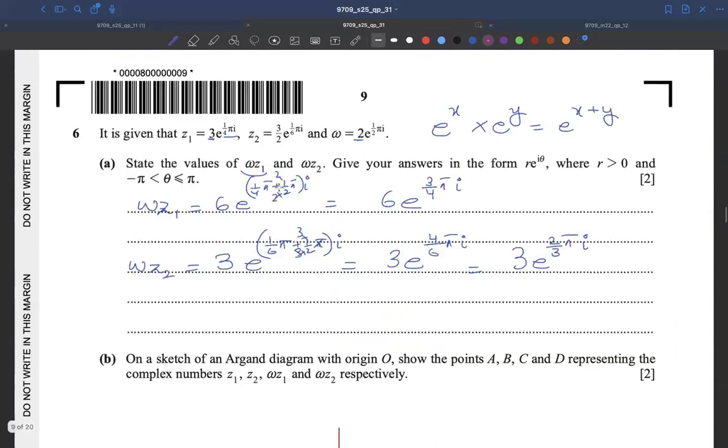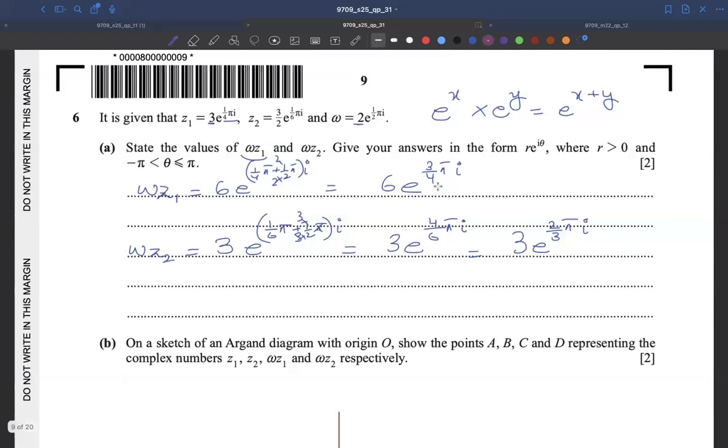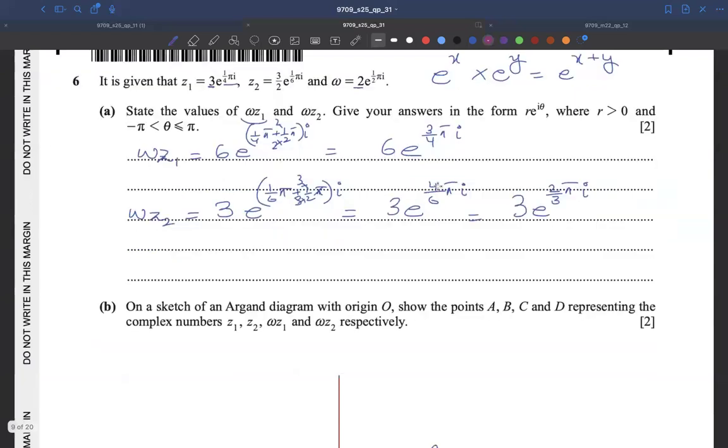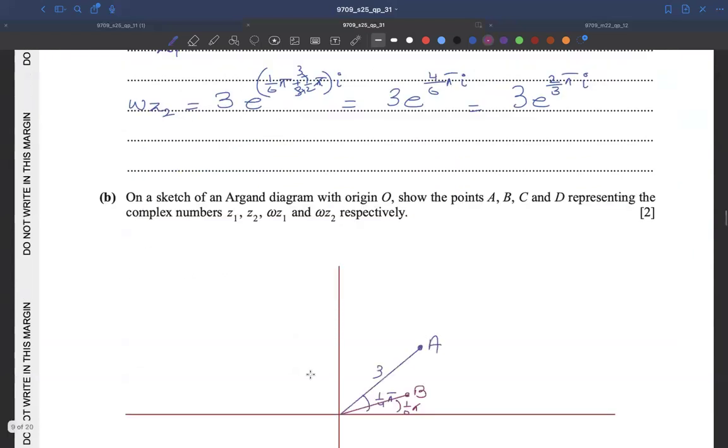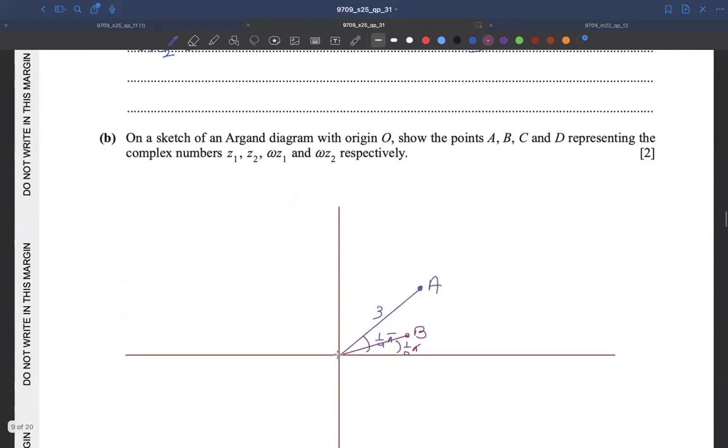ωZ1 is 6 and the angle is 3 upon 4 π. 3 upon 4 π in terms of degrees, if you want to think, that would be 135, or it would be exactly going over here in between with the magnitude of 6. So let's say this point would be C. This will be 6. And this angle over here would be 1 upon 4 π, as this total angle over here is 3 upon 4 π.